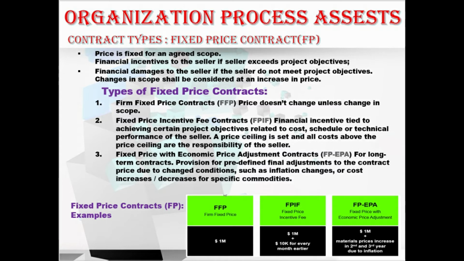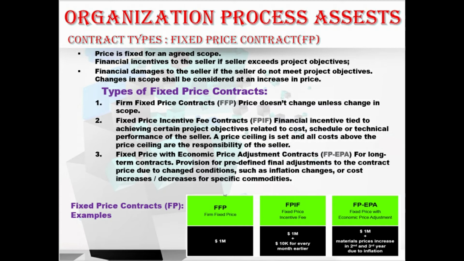It's mainly used for long-term contracts. In this, the provision for predefined final adjustments to the contract price due to changed conditions such as inflation changes or cost increases or decreases for specific commodities. Hope you understood about these fixed price contract types.